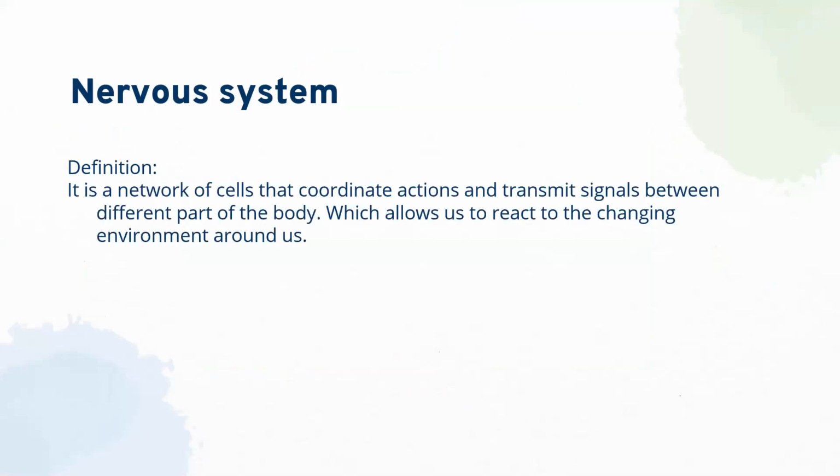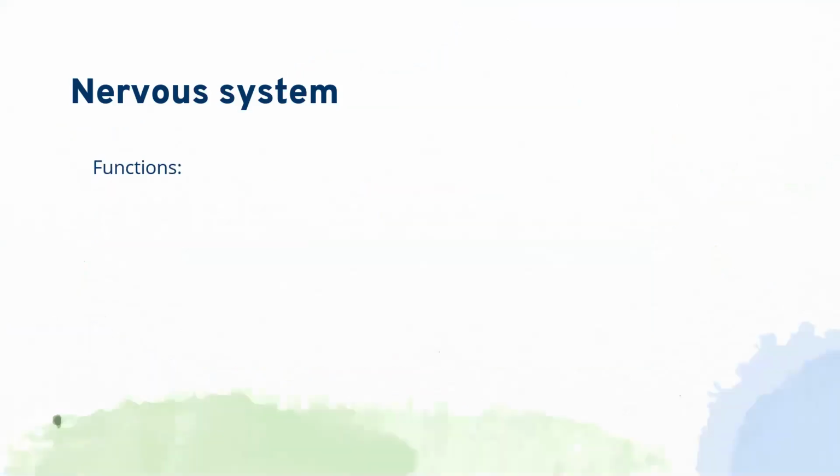It's a network of cells that coordinate actions and transmit signals between different parts of the body, which allows us to react to the changing environment around us. The nervous system has three principal functions overlapping each other.